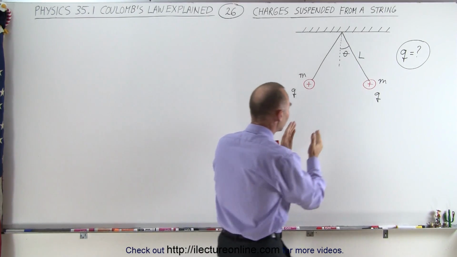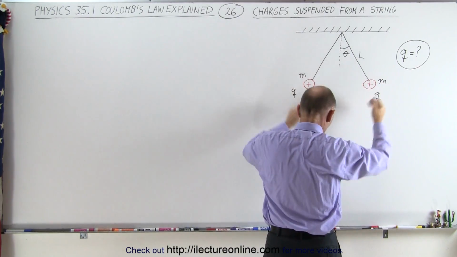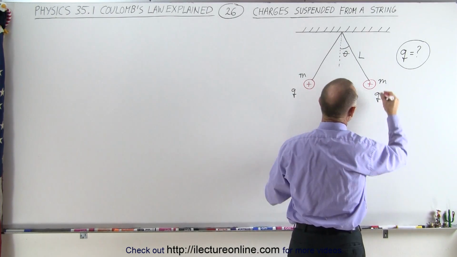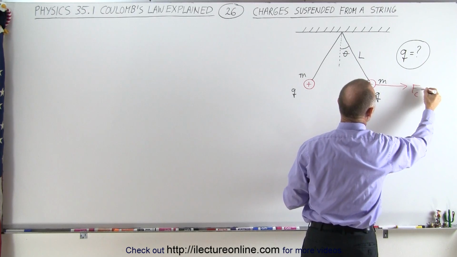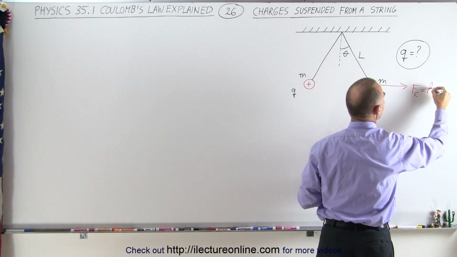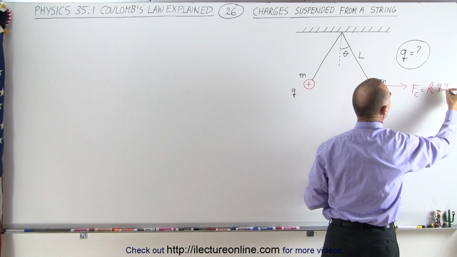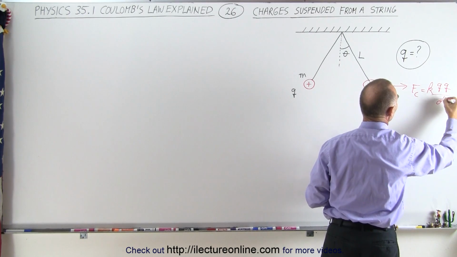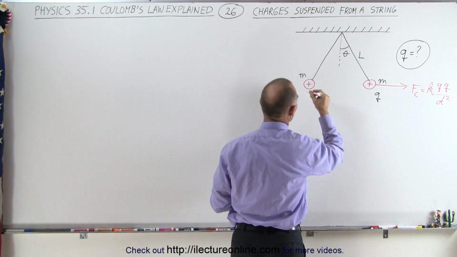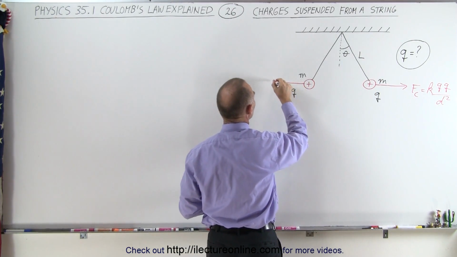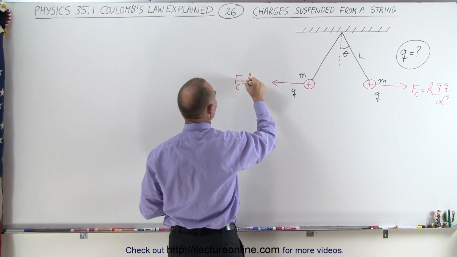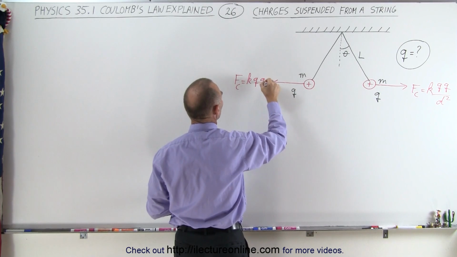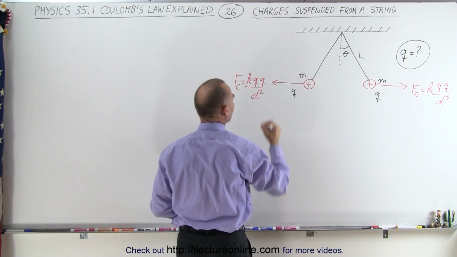First of all, there's a force of repulsion due to the Coulomb forces, which means this charge is going to be pushed to the right with a force F sub c, and that's going to be equal to K times Q divided by the distance between them squared. On the other side, you have a similar force pushing this charge to the left, and again, the Coulomb force is going to be equal to K times the product of the two charges divided by the distance between them squared.